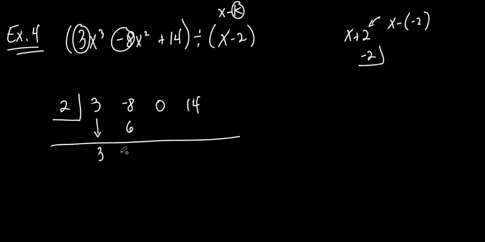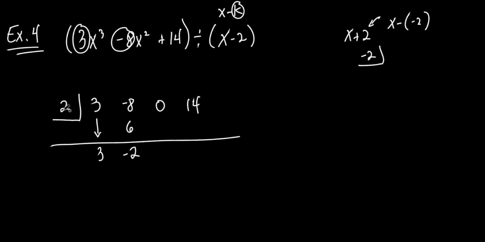And now we're not really subtracting this time. I shouldn't have said that. We're going to add up these columns. So it's -8 plus 6, which is -2. Make sure you put the right sign. And then you just follow that pattern the rest of the way.